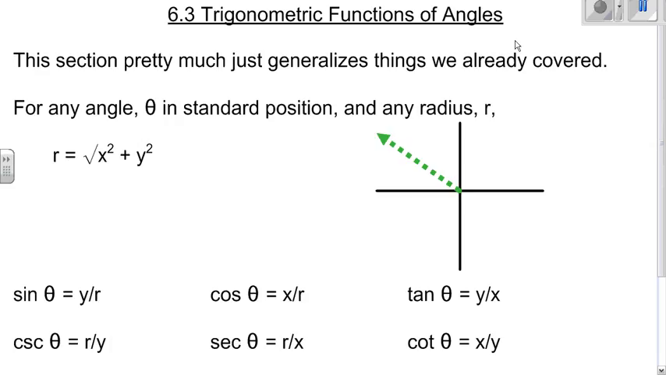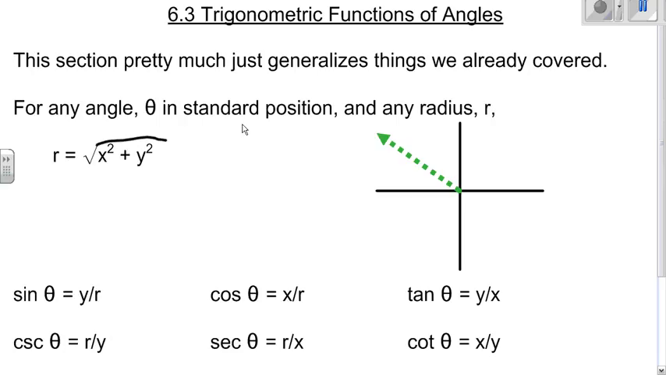Section 6.3, Trigonometric Functions of Angles. For the most part, this section is already stuff that we've gone over. It's either now just with degrees instead of radians, or it just generalizes some things that we already talked about.